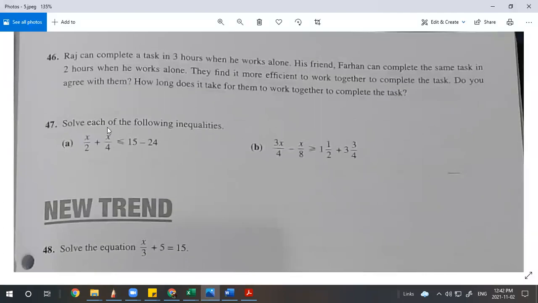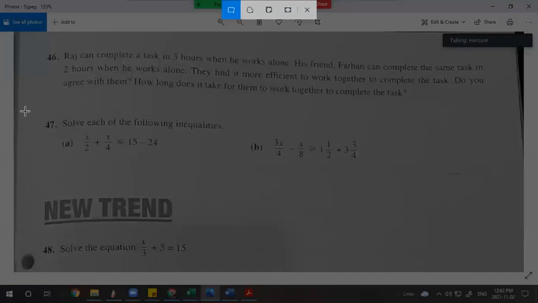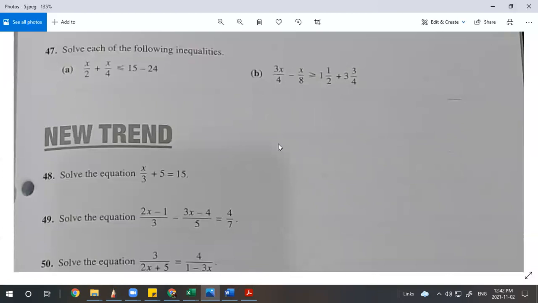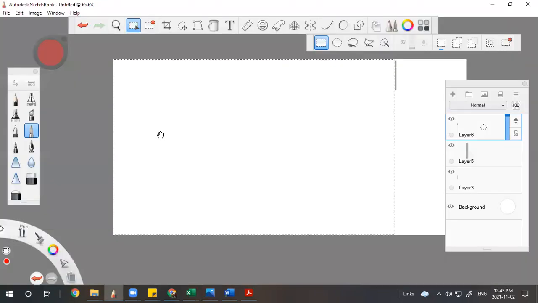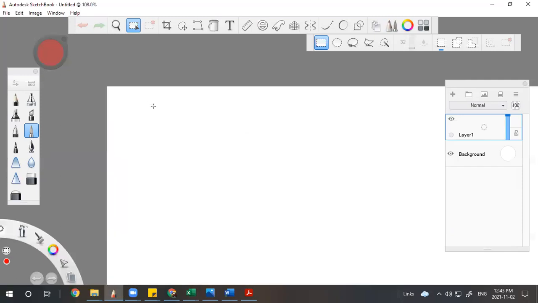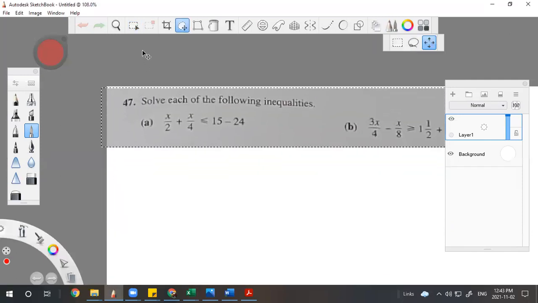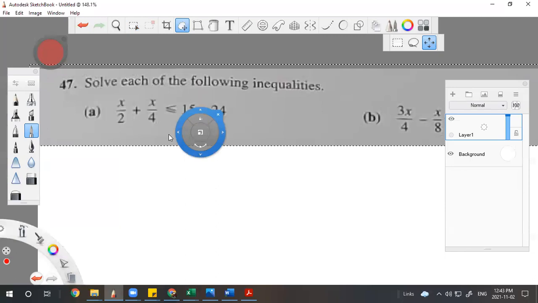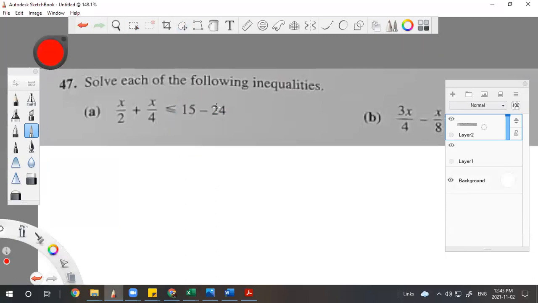Number 47. Whoa, okay, not too hard. Okay, how to do this? Again, the x is already on the left side. This is good news for you. Why? Because you don't have to change any parts of the variables.